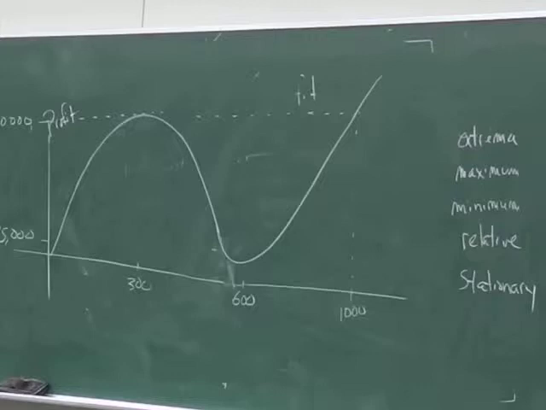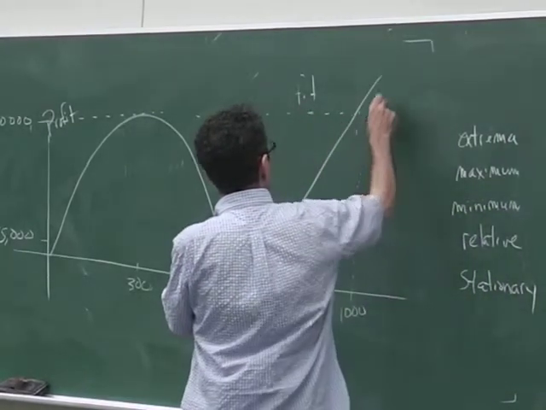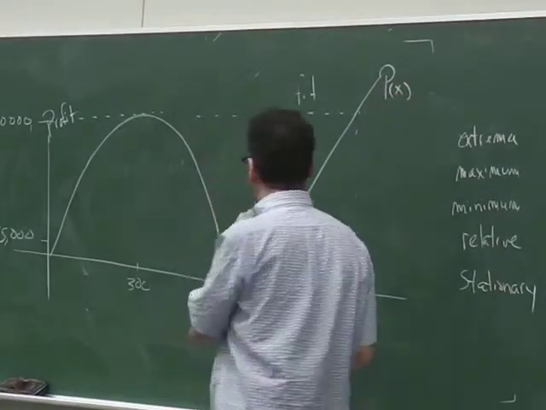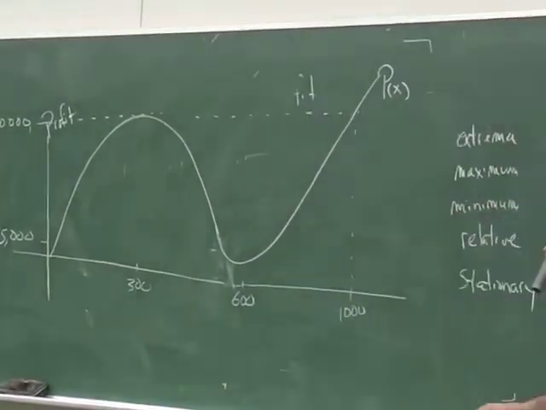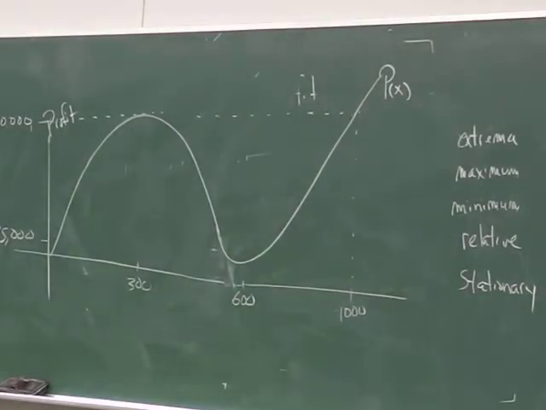So, and what about maximum? Maximum means biggest, and minimum means least. And those are the ones I want to talk about first. So let's call this function p, or p of x. Okay? So, we say this function has a maximum when x is 300. Has a maximum. Now, by maximum we mean we're talking about the height of the function. So where is the function highest is what I mean.